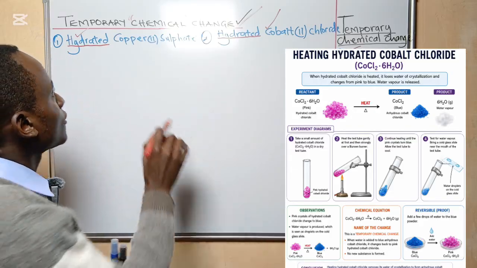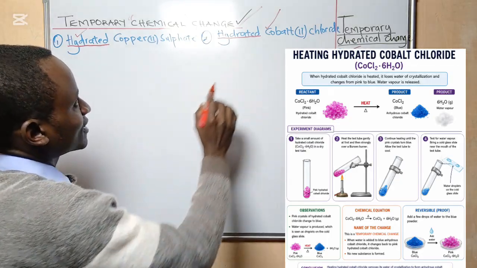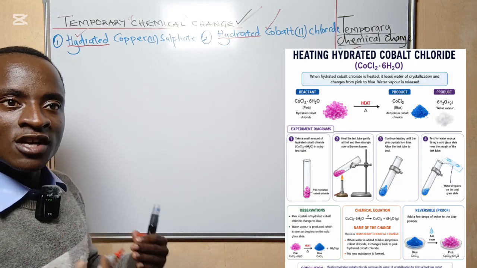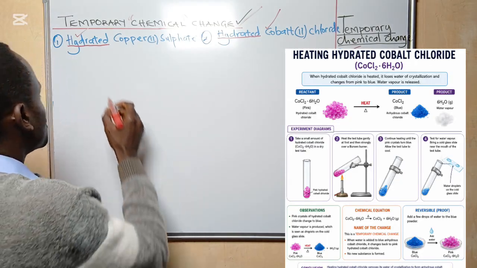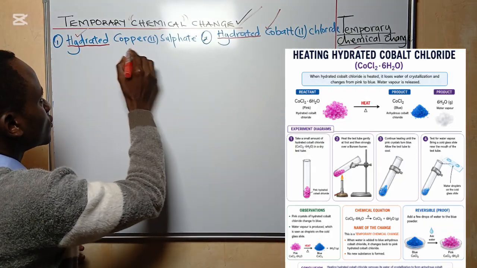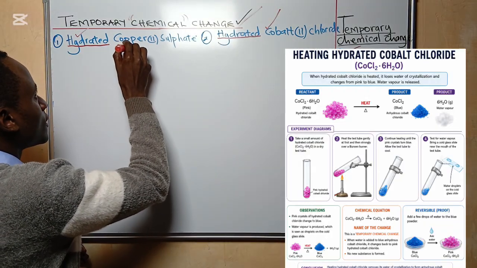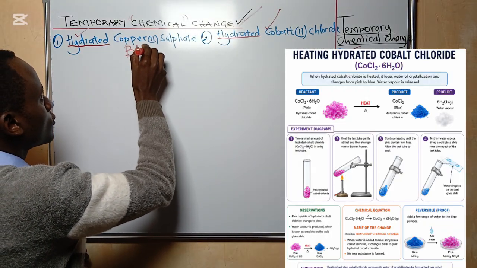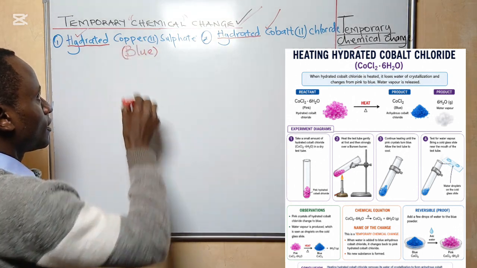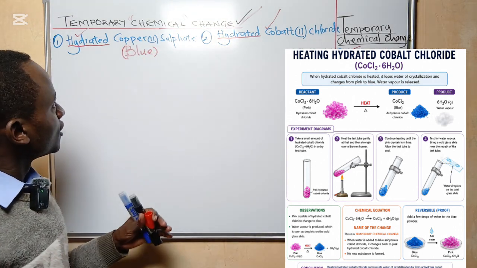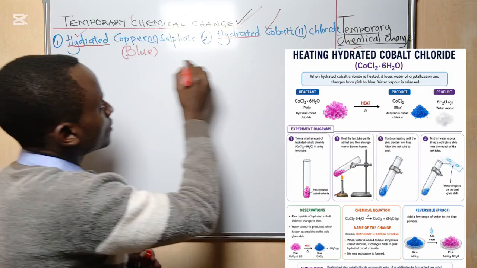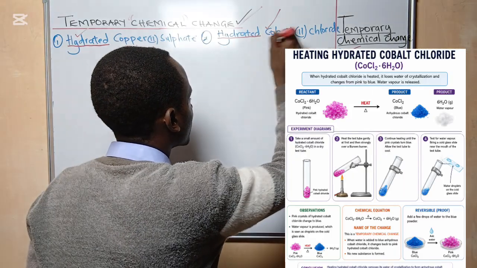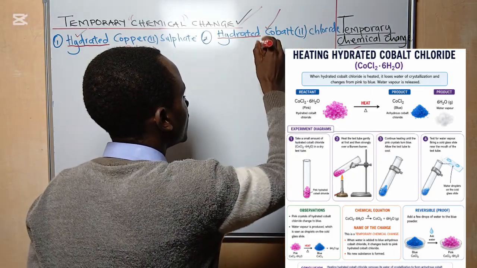what is the color of these substances? The original color of these substances. So the original color of hydrated copper 2 sulfate is blue. Let me write here, blue. The original color of hydrated copper 2 sulfate is blue, while the original color of hydrated cobalt 2 chloride is pink.